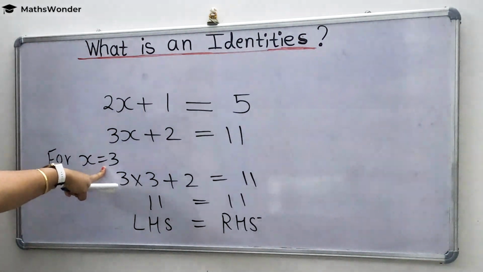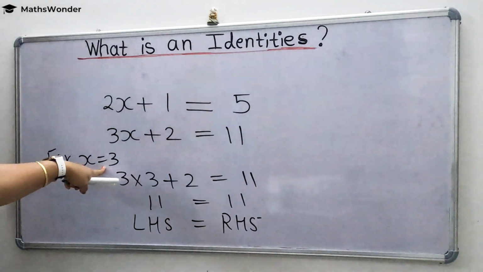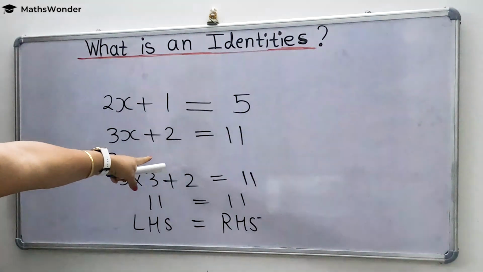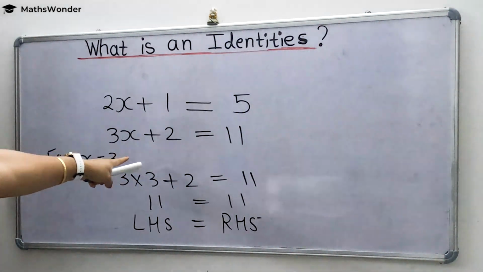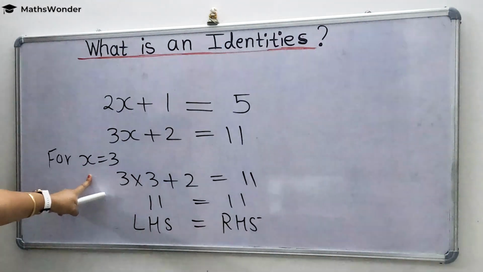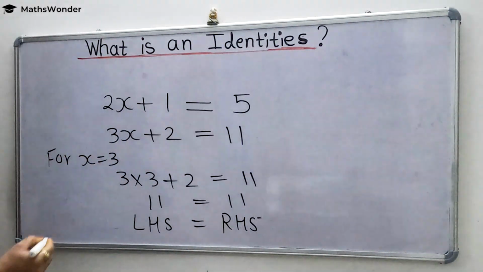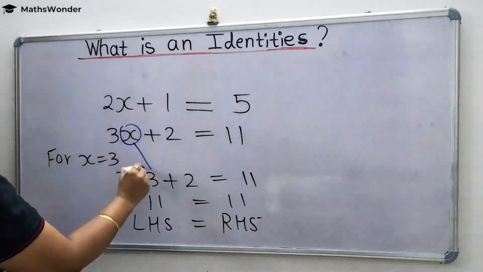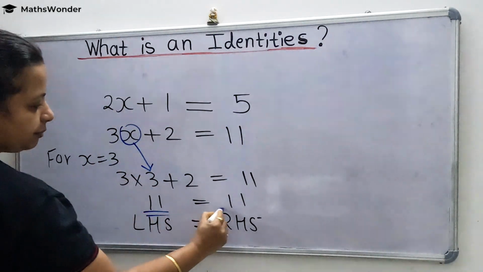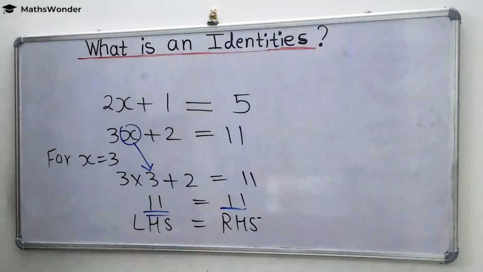In other words, you can say that the equation 3x plus 2 is equal to 11 is true when x is equal to 3. Because when you substitute x is 3, both sides have the same value, right? So we can say yes, it's true. Also, it does not hold good for any other value of x.